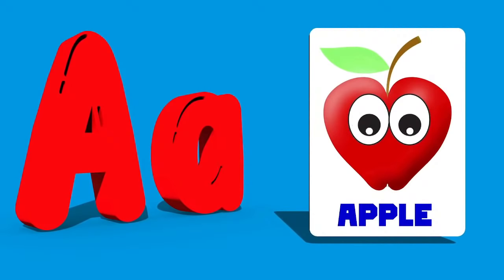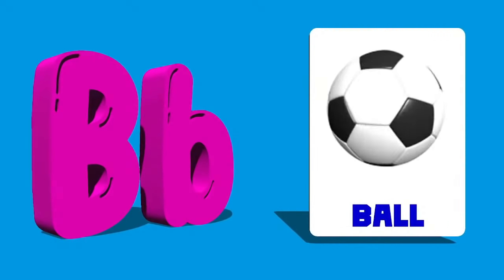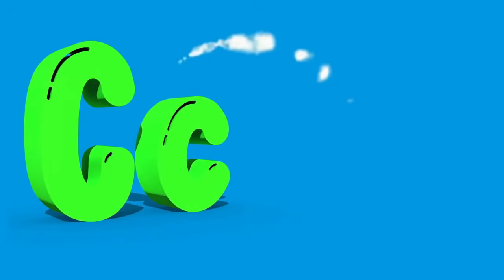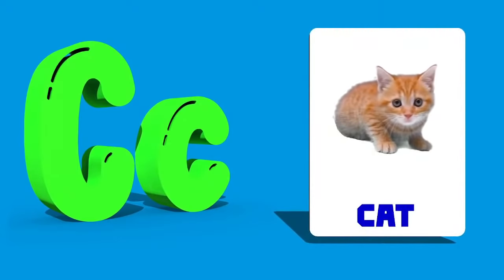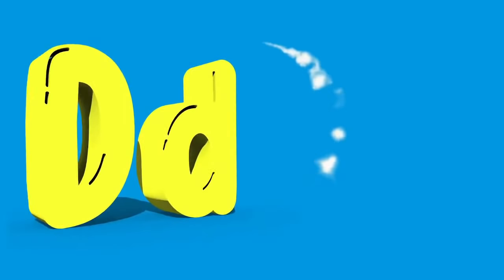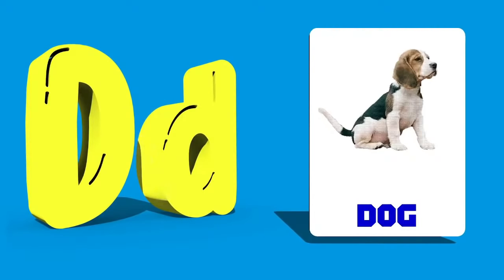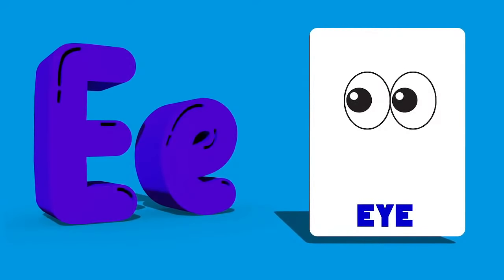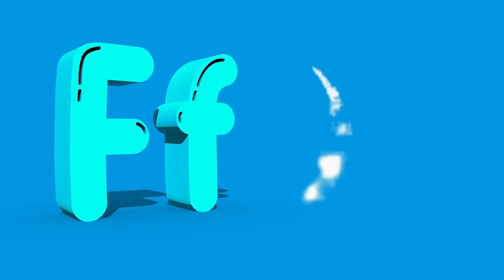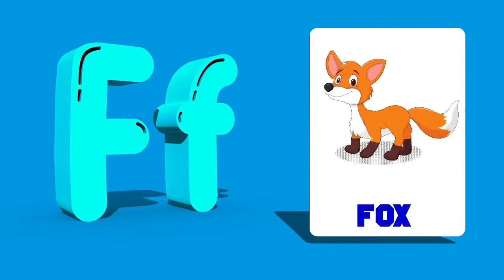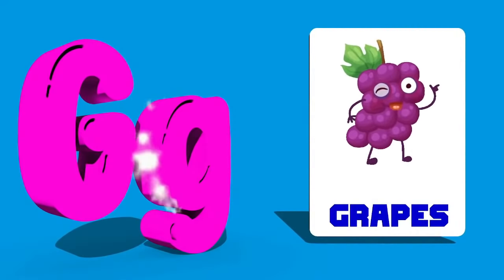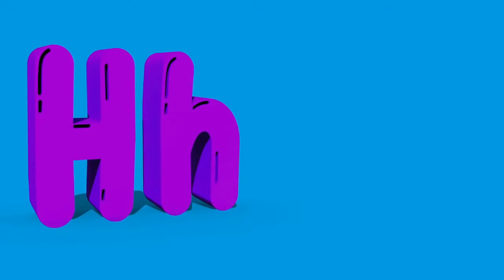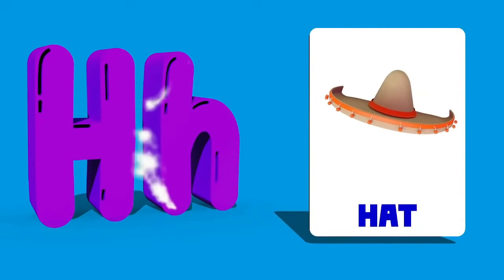A for apple. B for ball. C for cat. D for dog. E for eye. F for fox. G for grapes. H for hat.